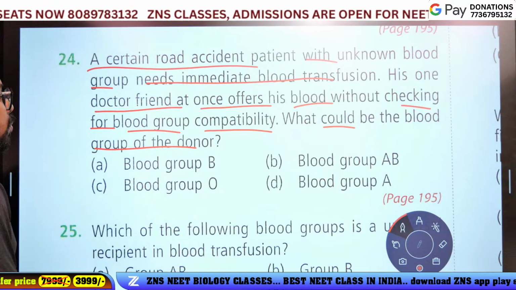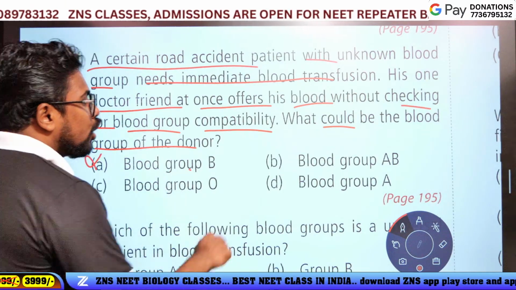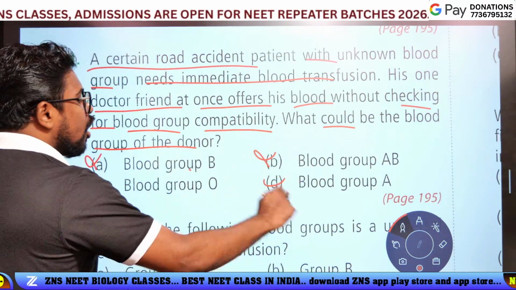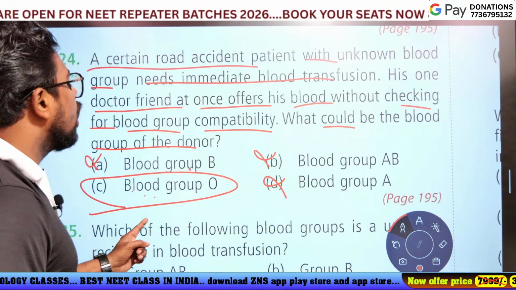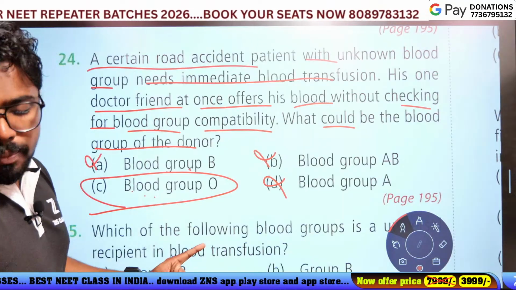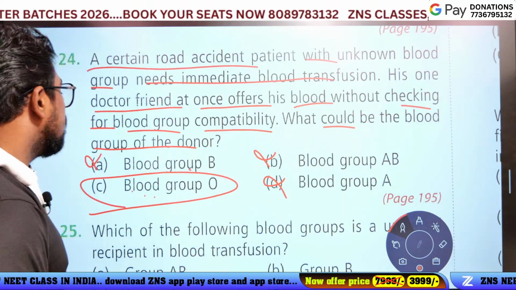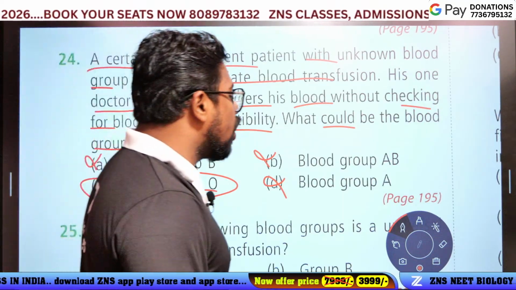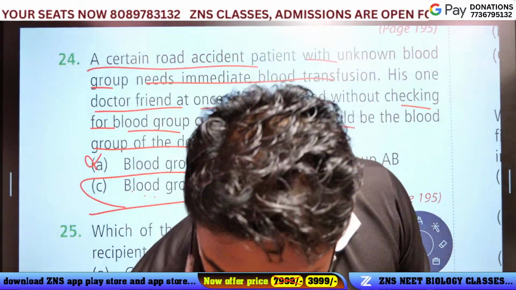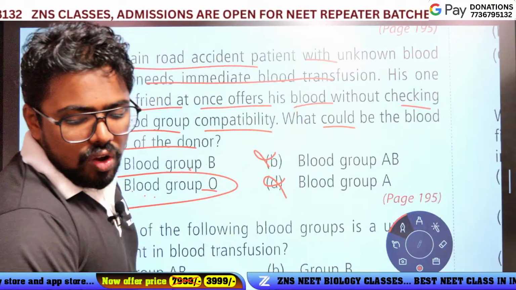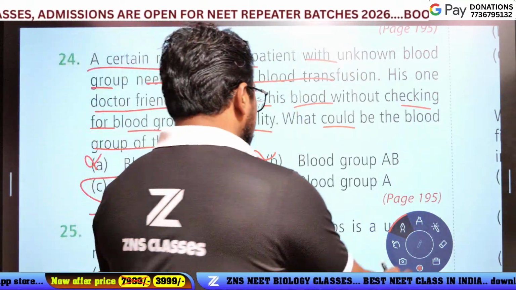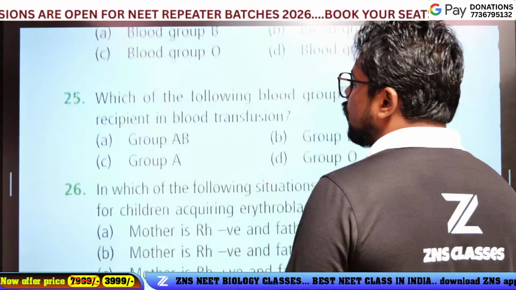Is the donor blood group B? No. Blood group AB? No. Blood group A? No. Blood group O, because it's a universal donor. Blood group O is a universal donor because its blood can be donated to anyone. O is the universal donor. Ready? The next question, 25.